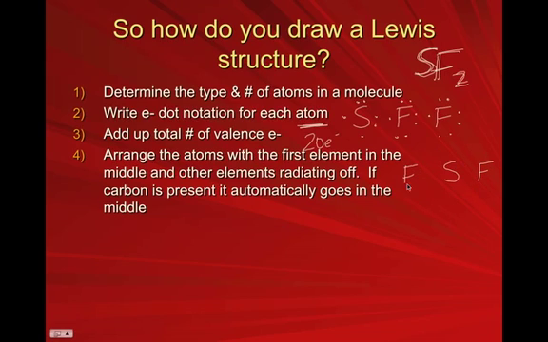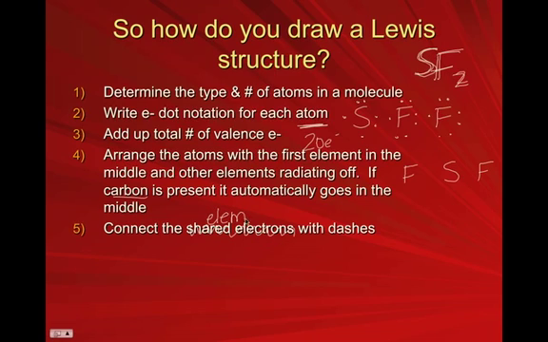So as far away from each other as two things can get is a straight line. If we have a carbon present, which we don't have in this particular compound, it automatically goes in the middle. Okay, next, connect the elements with dashes. So we're going to connect here, we're going to connect here.